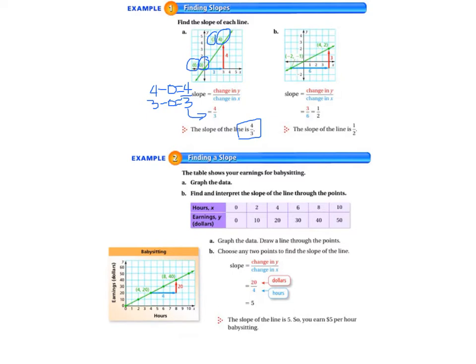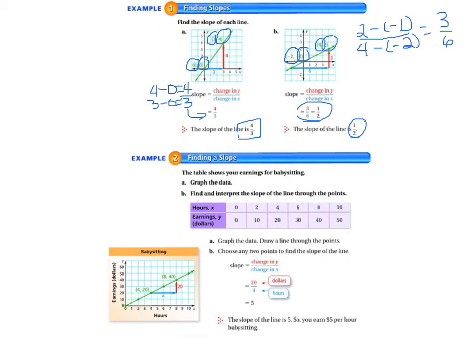Let's look at letter B. Our y values are 2 and -1. So we have 2 minus a -1, and that's over 4 and a -2. So 4 minus a -2. So when we do the subtracting, 2 minus a -1 equals 3, and 4 minus a -2 equals 6. And we can simplify that. 3/6 equals 1/2. So the slope of the line is 1/2.